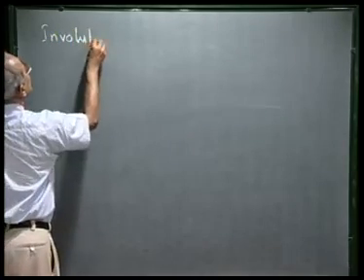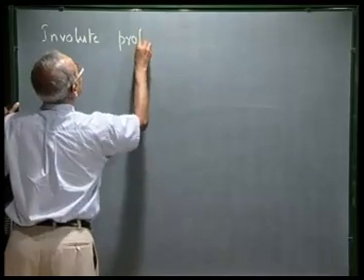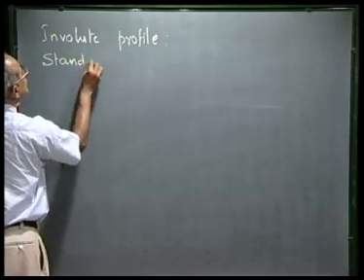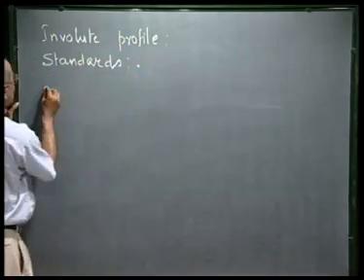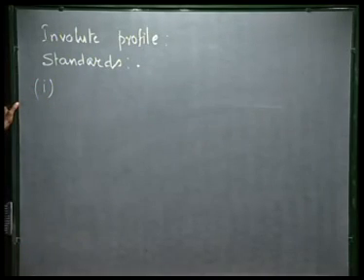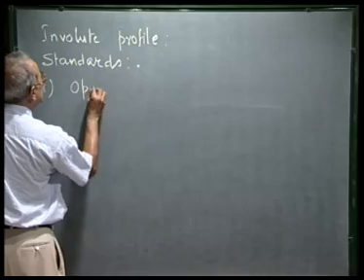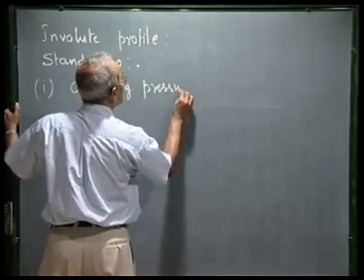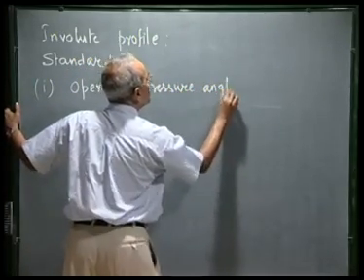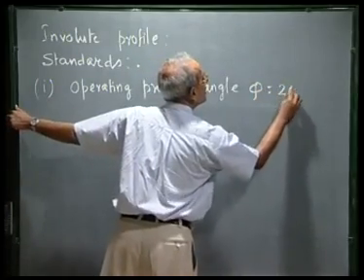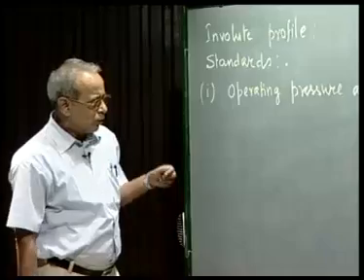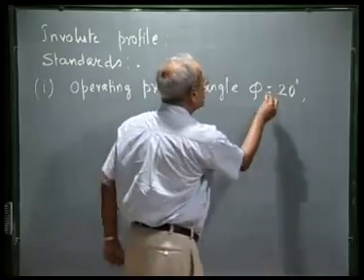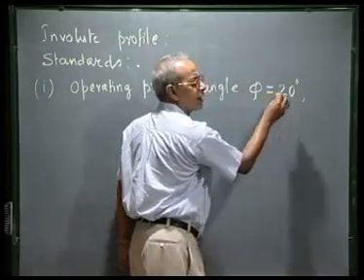So for the involute tooth profile, some standard dimensions are: the most common value of the operating pressure angle phi is 20 degrees. Some old gears which were cast also had a value phi equal to 14.5 degrees, but these days most involute gears will have an operating pressure angle equal to 20 degrees.